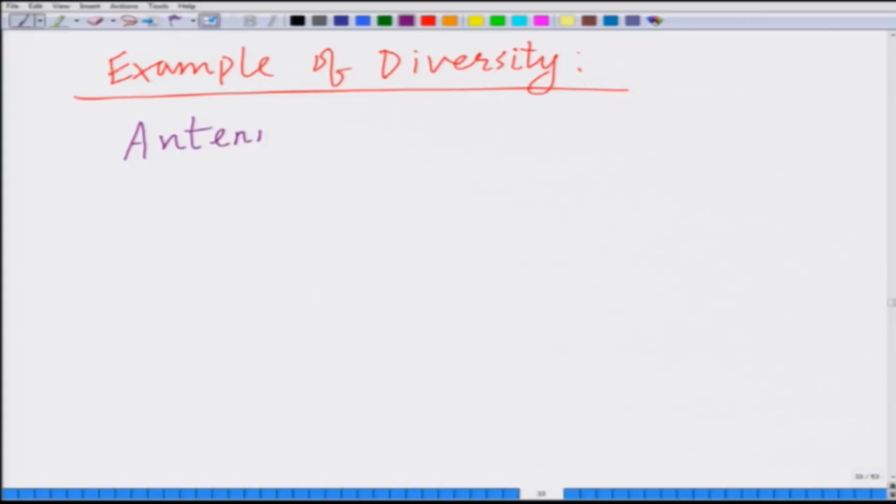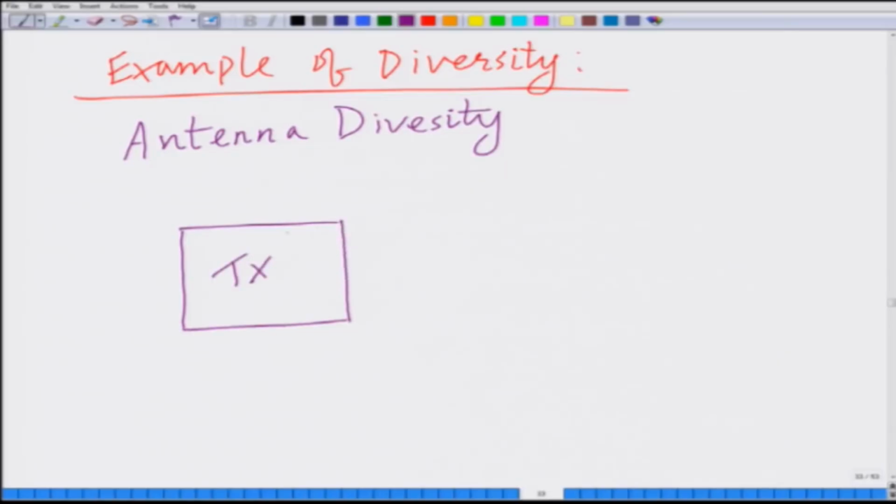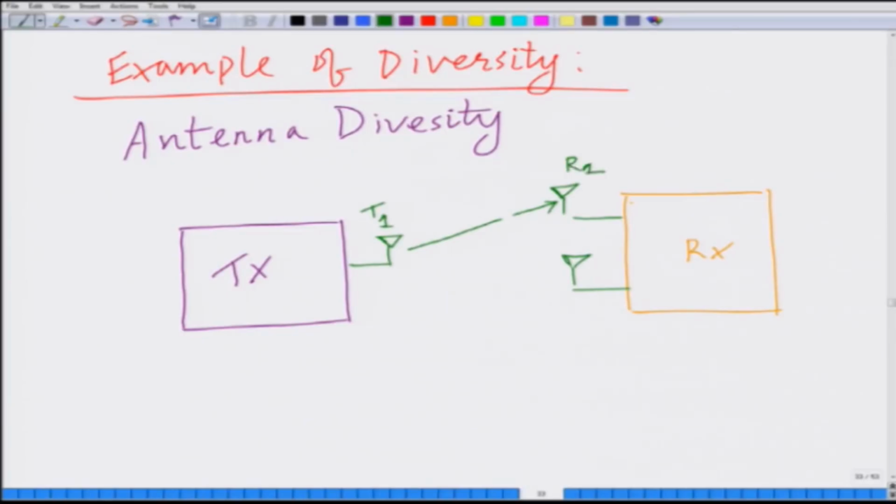One form of diversity is antenna diversity, where let us say you have a transmitter, this is our transmitter as before, and this is our receiver. Now, you have a transmit antenna, and instead of having a single receive antenna, you have two receive antennas. So, now you have one link between, let us call this transmit antenna T1, let us call this receive antenna R1, and this receive antenna R2. Now, you have one link between T1 and R1, and you have another link between T1 and R2.